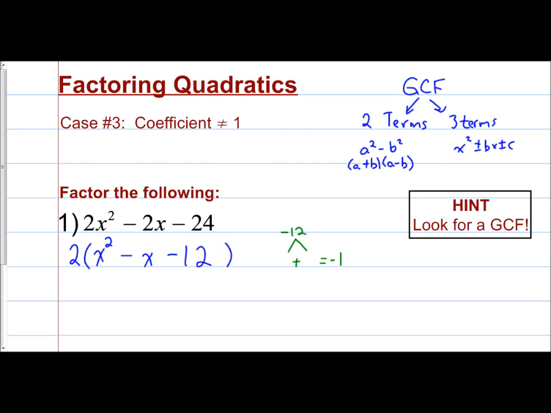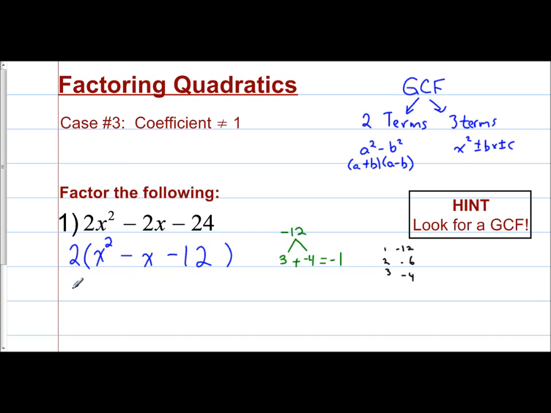And so you could make a list of your options. You could have 1 and negative 12, 2 and negative 6, or 3 and negative 4. Which one of these adds up to give you negative 1? That would be 3 and negative 4. So the numbers that I'm going to be using are 3 and negative 4 inside my factors.